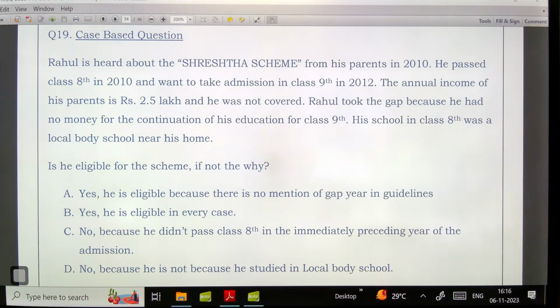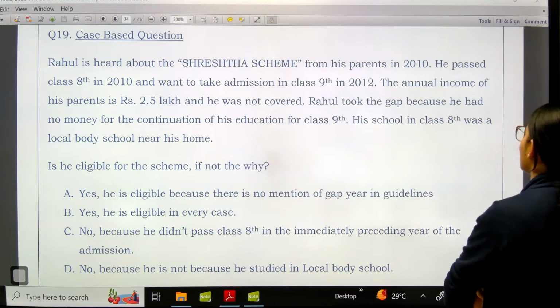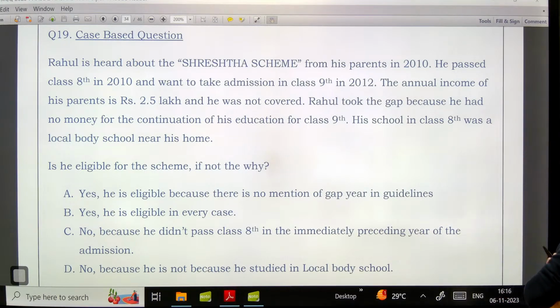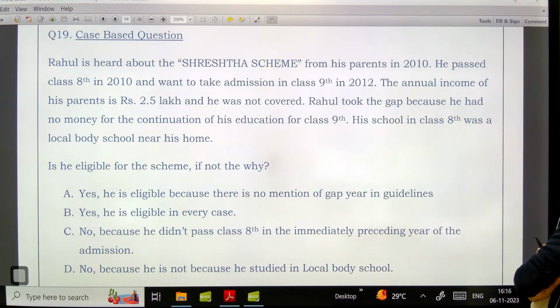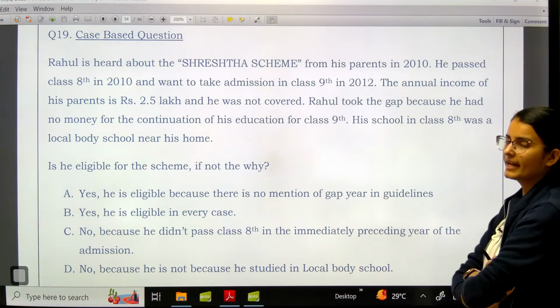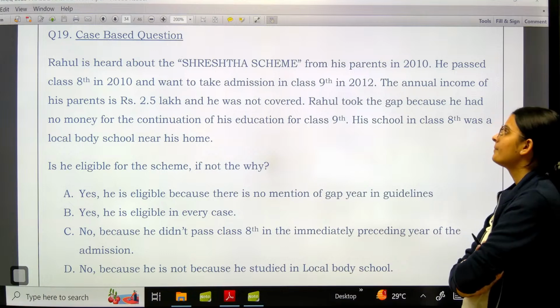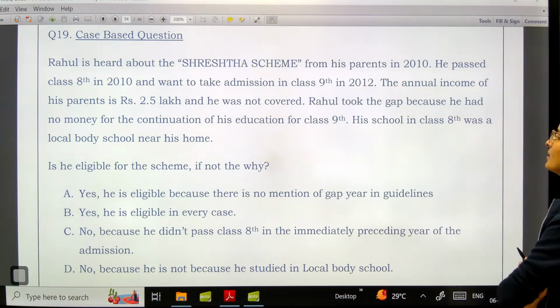Rahul has heard about the Shrestha scheme from his parents in 2010. He passed class 8 in 2010 and wants to take admission in class 9 in 2012. The annual income of his parents is rupees 2.5 lakh and he was not covered under any other scheme. Rahul took a gap because he had no money for the continuation of his education for class 9.